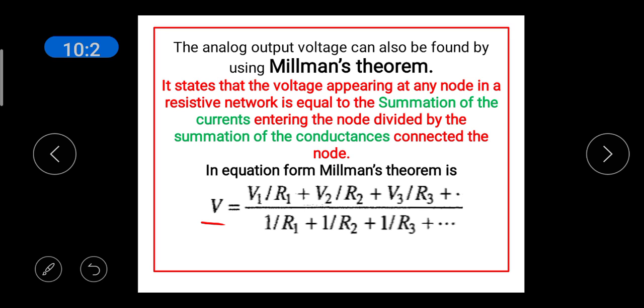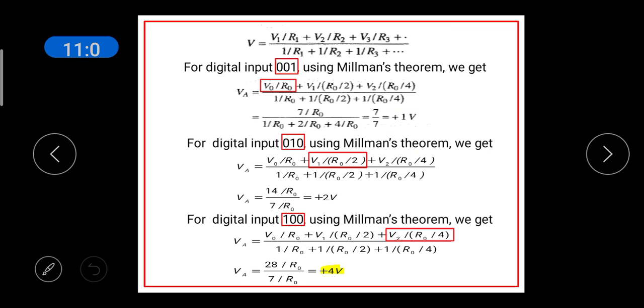If you have more than 3 resistors, instead of using a 3-bit resistive ladder, if we use an n-bit resistive ladder, then you have to take the sum of all the currents in the numerator, and in the denominator you have to take the sum of all the conductances. So in general you can write V is equal to V1 by R1 plus V2 by R2 plus V3 by R3 plus dot dot dot divided by 1 by R1 plus 1 by R2 plus 1 by R3 plus dot dot dot. I have rewritten the equation here.